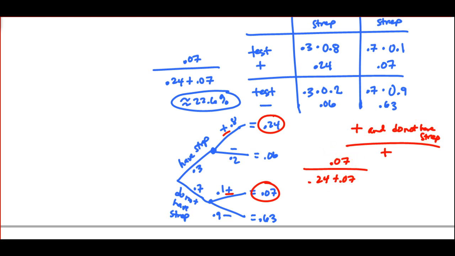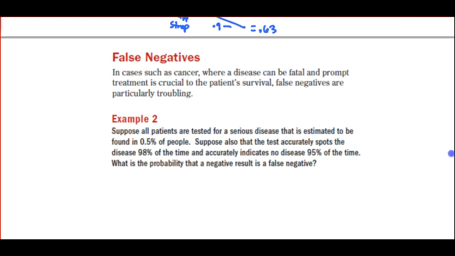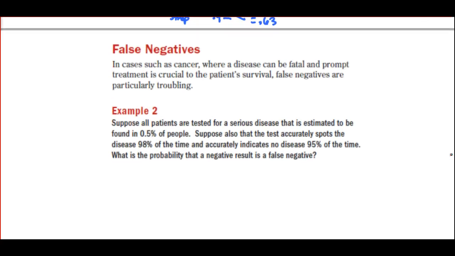Let's try another question, and this is going to be example 2 in your textbook. And again, we'll try this again with a table and a chart. False negatives is something that students need to understand. In cases such as cancer, where a disease can be fatal and prompt treatment is crucial to the patient's survival, false negatives are particularly troubling.